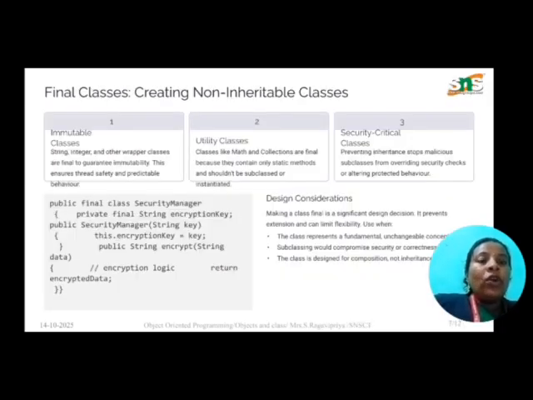Final classes: creating non-inheritable classes. There are three kinds: immutable, utility, and security critical. In immutable classes, String, Integer, and other wrapper classes are final to guarantee immutability. This ensures thread safety and predictable behavior. Utility classes like Math and Collections are final because they contain only static methods and shouldn't be subclassed or instantiated. For security critical classes, preventing inheritance stops malicious subclasses from overriding security checks or altering protected behavior.